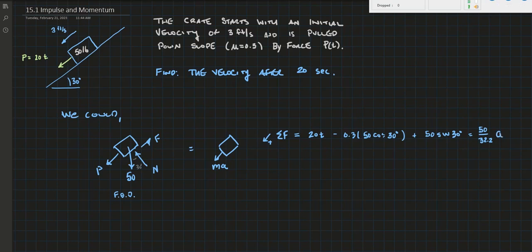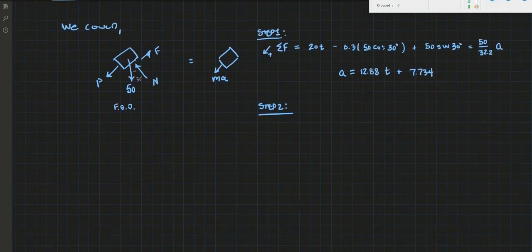So in this relationship, we can find acceleration as a function of t. Simplifying the above equation, we get 12.88t plus 7.734, or thereabouts. Okay, so that would be our step one typically when solving a problem like this. Now we need to do some kinetic work with a step two, and that might look like this. We'll start with this differential equation.